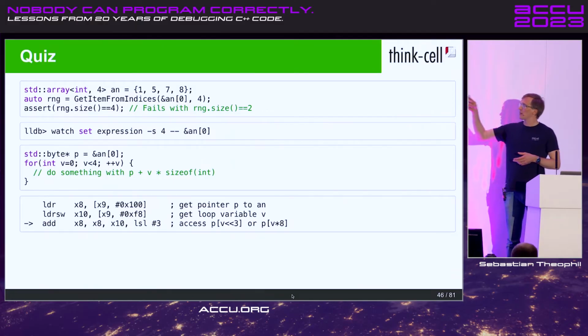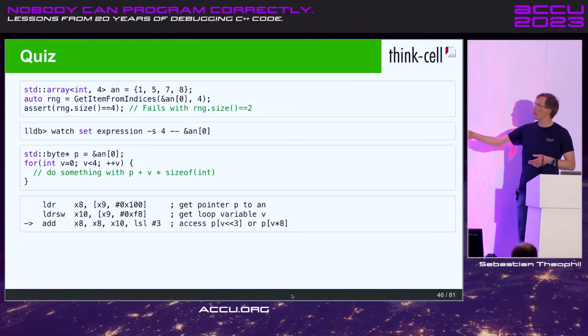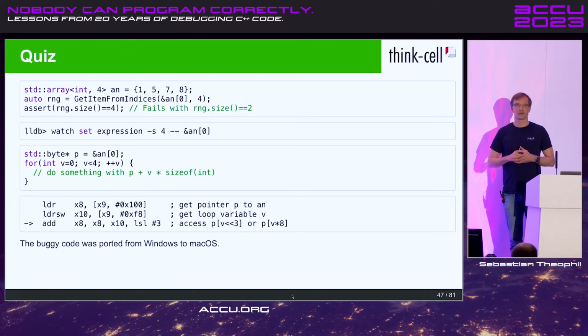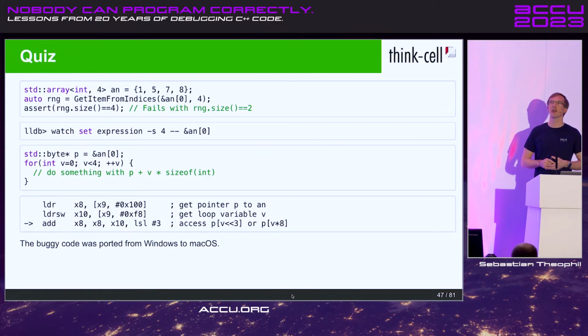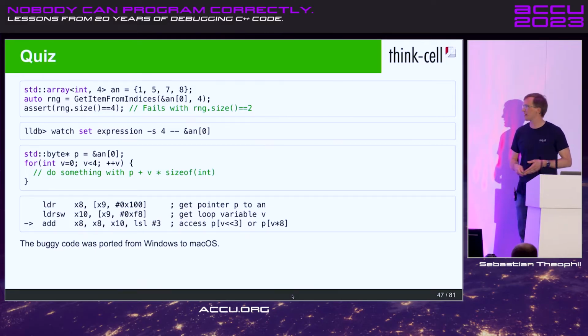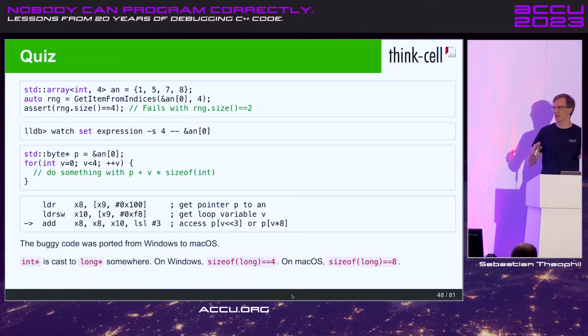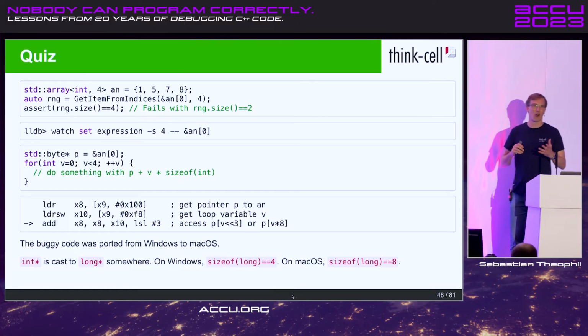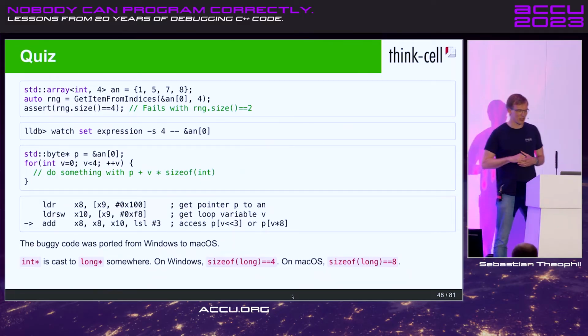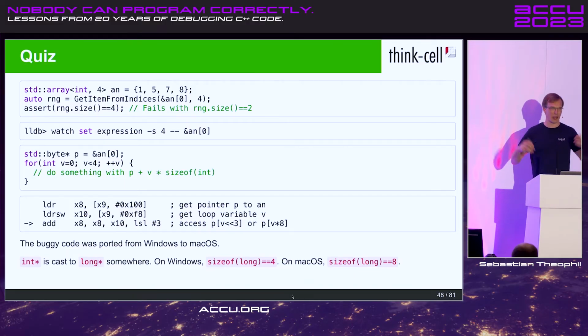And now I know that that source code has been ported from Windows to macOS. Now, does anybody have an idea what the bug is in the source code? Sorry? Long, exactly. On Windows, long and integers have the same size, and for some reason the Windows APIs like long a lot. So probably somebody mistook those two types and compiled it on macOS, and now it was wrong. That was indeed the bug, and it was a very good bug report. It was quickly fixed.